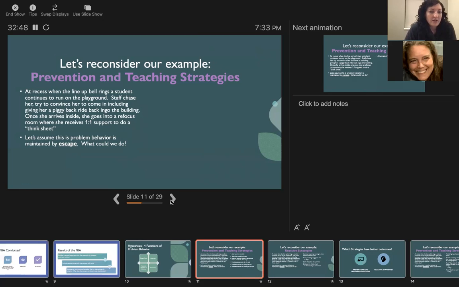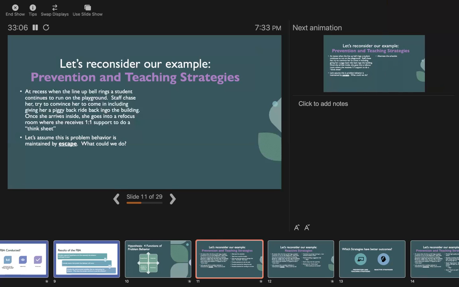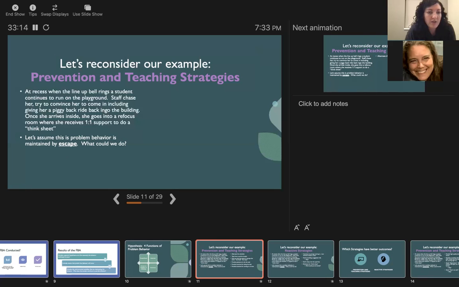I hate how long the delay is. I'll wait for a little bit for any comments in the chat. If anyone wants to turn their microphone on, we're assuming that the next scheduled activity is something that she does not want to do. So she's doing this to escape. We've done our functional behavior assessment. That's what we are hypothesizing. What can we do?